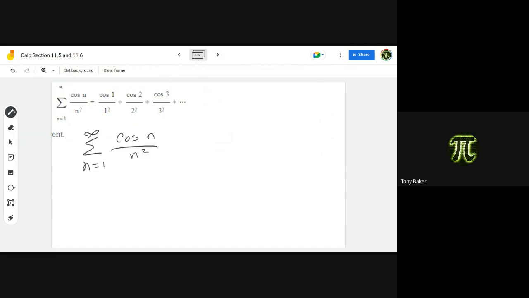So let's try the absolute value and see if it's absolutely convergent. If I took the absolute value of this, we're now looking at the series: the absolute value of cosine of n over n squared.